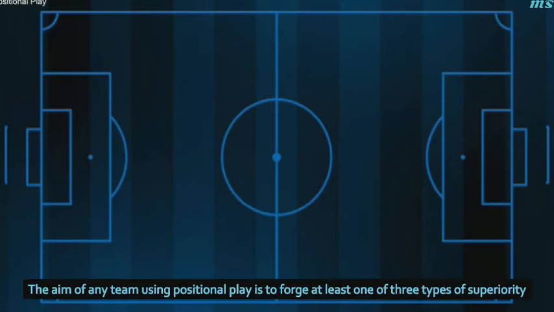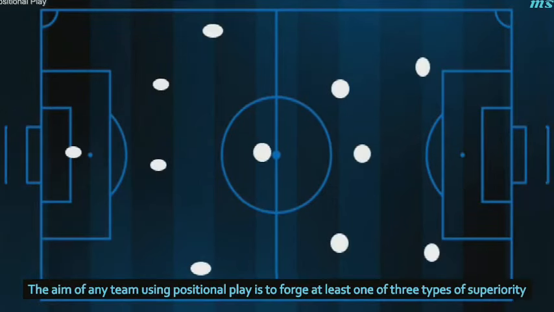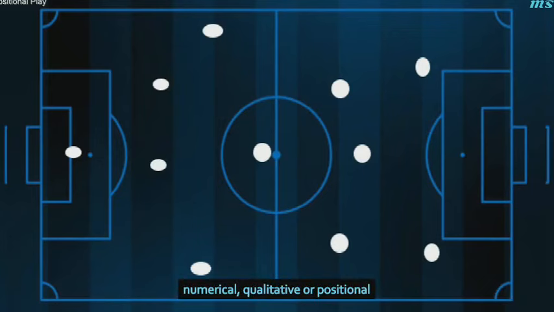The aim of any team using positional play is to forge at least one of three types of superiority: numerical, qualitative, or positional. What is the positional play in football?